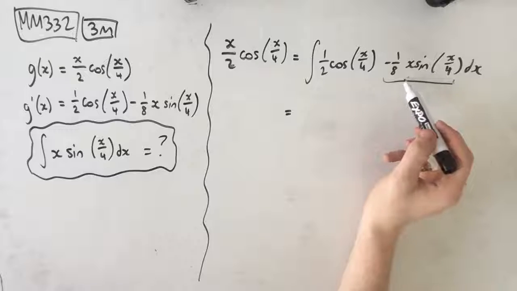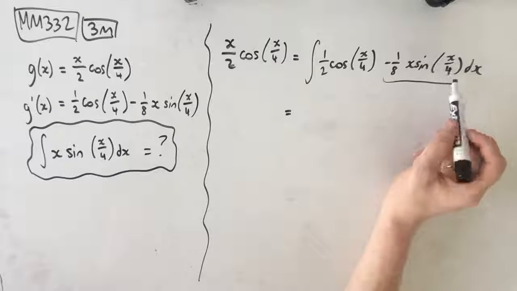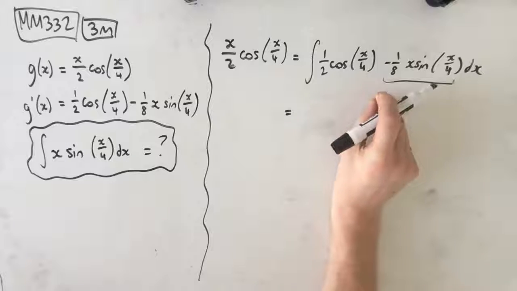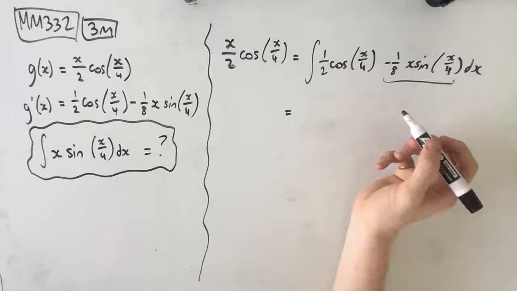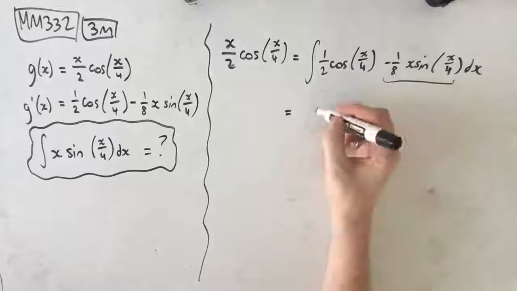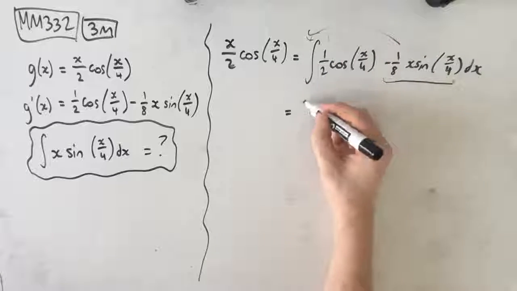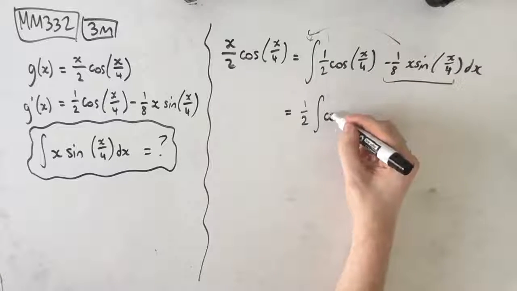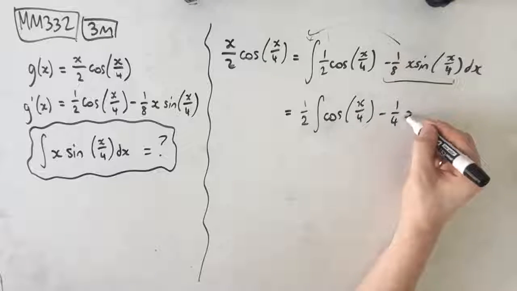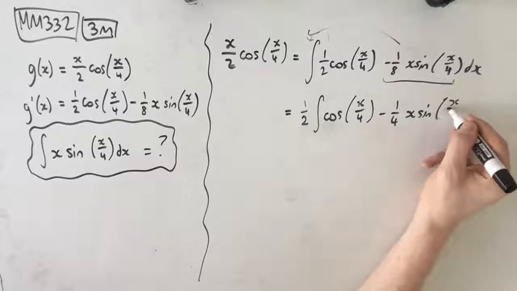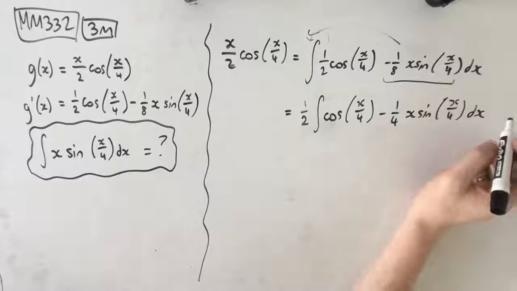So our goal is to try and get this bit here by itself in the integral sign. So what we're going to do is split these up. Firstly, I'm going to take out a half as a common factor here. So we have a half outside of the integral of cos of x on 4 minus 1/4 x sine x on 4 dx. Sweet.